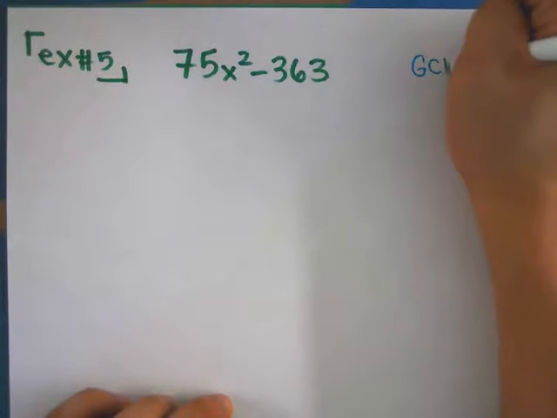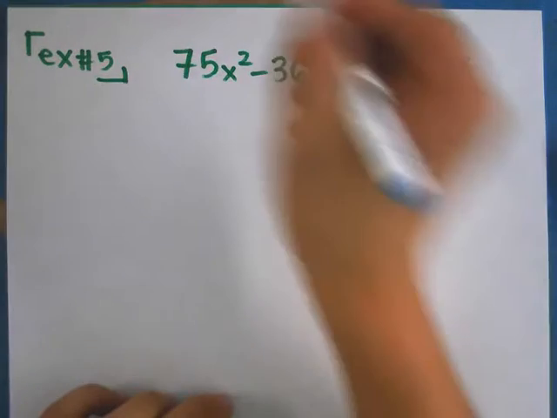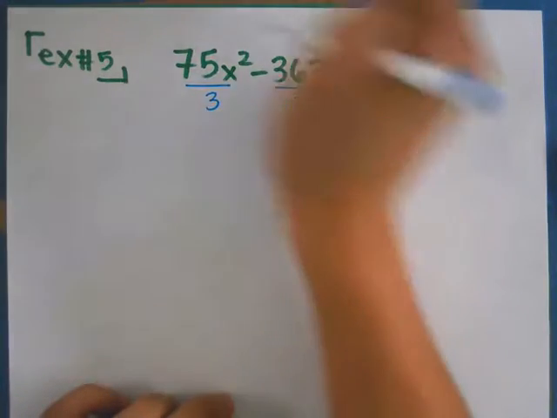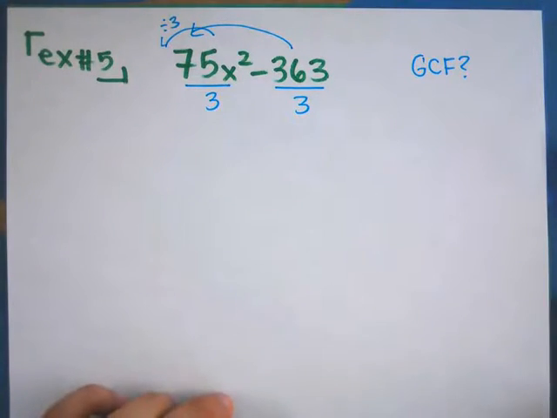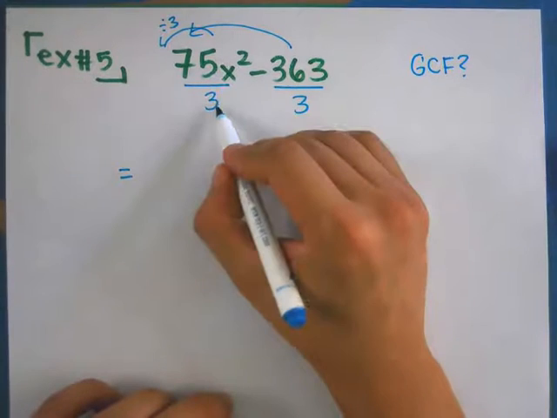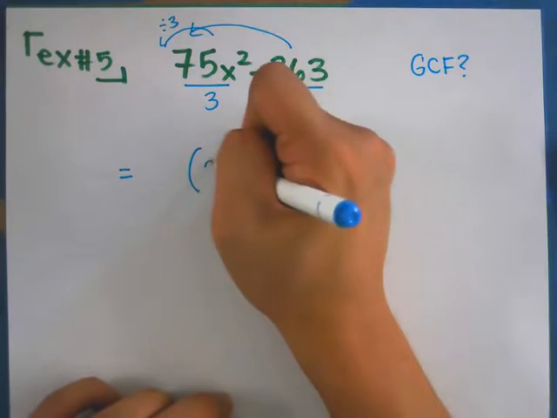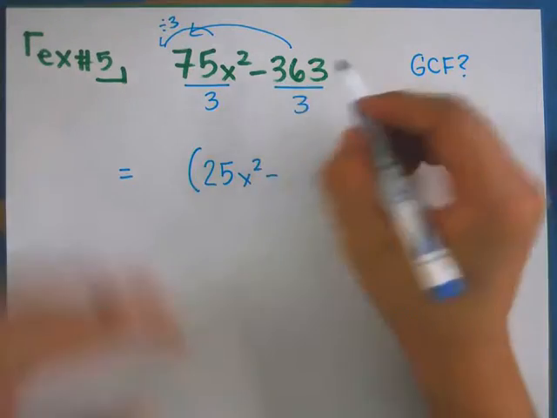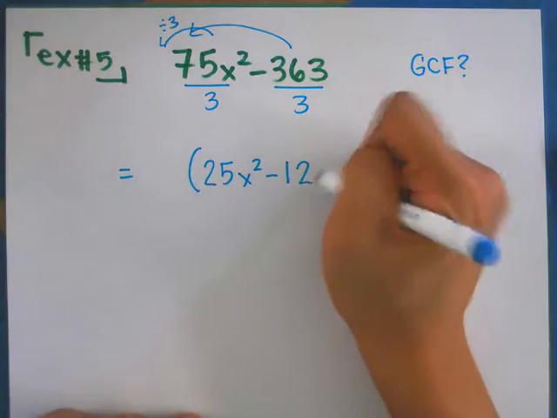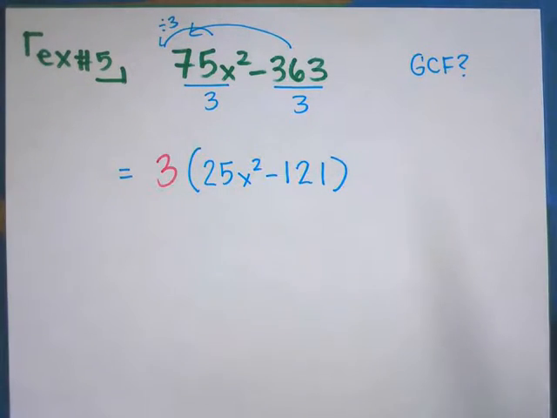Okay, always ask yourself, and I know I haven't been asking in the previous examples, but can we factor a GCF? Can we take out a GCF? In this case, we can probably take out a 3. Let's try that. Well, 75 divided by 3 makes 25, so it's going to be 25x squared over here. 363 divided by 3 will be 121. And then don't forget the 3 that we took out and extracted.